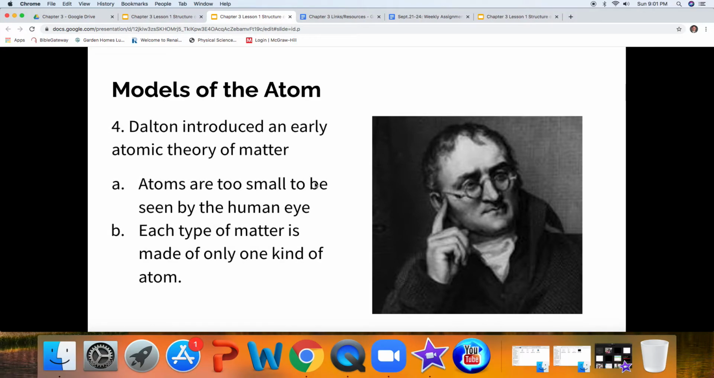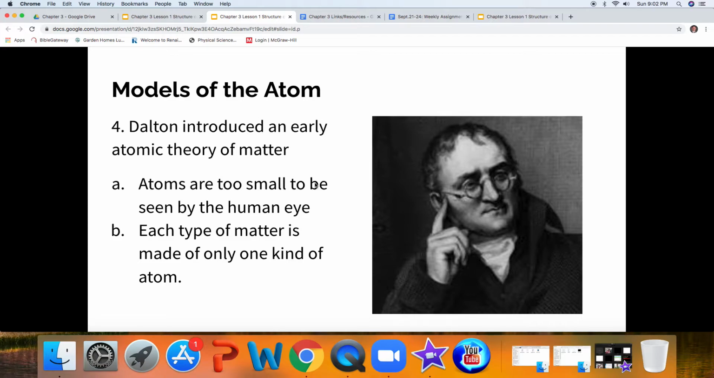Dalton's atomic theory. In the early 1800s, an English schoolteacher and chemist named John Dalton studied the experiments of Lavoisier and others. Dalton thought he could design an atomic model to explain the results of those experiments. Dalton's atomic model was a set of ideas, not a physical object. Dalton believed that matter was made of atoms that were too small to be seen by the human eye. He also thought that each type of matter was made of only one kind of atom. For example, gold atoms make up a gold nugget and give a gold ring its shiny appearance. Likewise, iron atoms make up an iron bar and give it its unique properties, and so on.